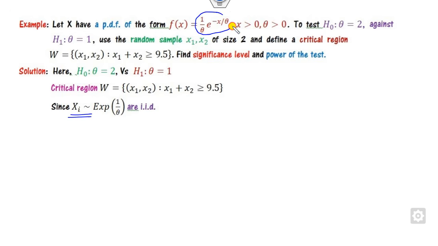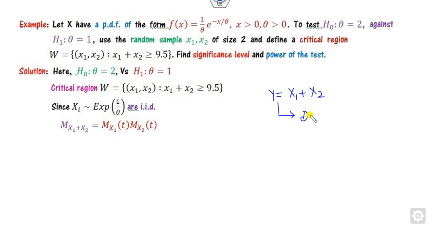The Xi's follow an exponential distribution with this parameter. Now this is not the normal distribution, but how can you find the distribution of this? If I consider this as my y, then our target is firstly to find the distribution of this y. How do you find the distribution of y? That's very simple. We can use the MGF. Since they are independent and identical, you can take the MGF as a product. What is the MGF of the exponential distribution?